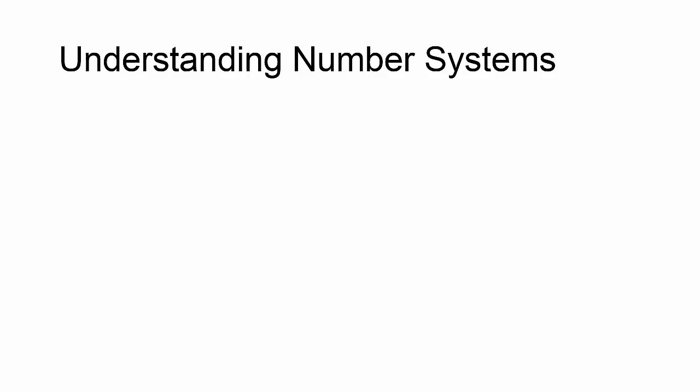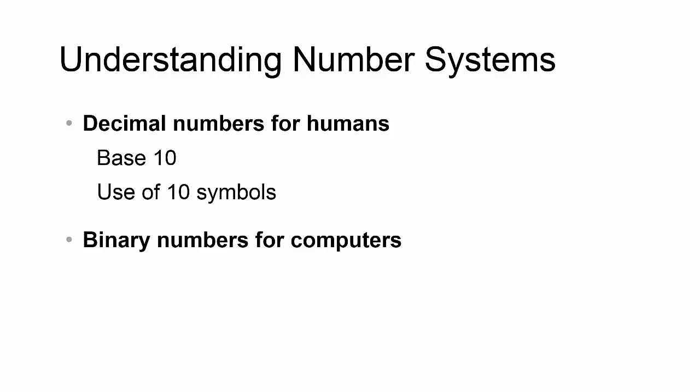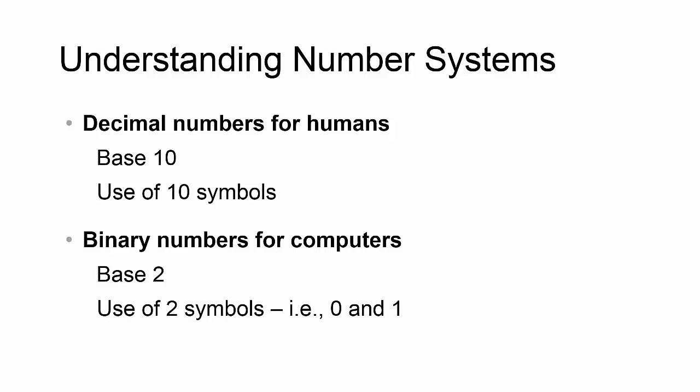Now let's have a brief review of number systems. Decimal numbers are used for humans. We also call it a base 10 number system because we use 10 symbols from 0 through 9. Binary numbers are used for computers. It uses base 2, meaning it uses only two symbols, 0 and 1, to represent numbers.